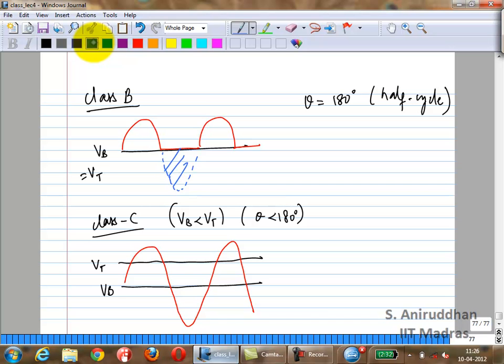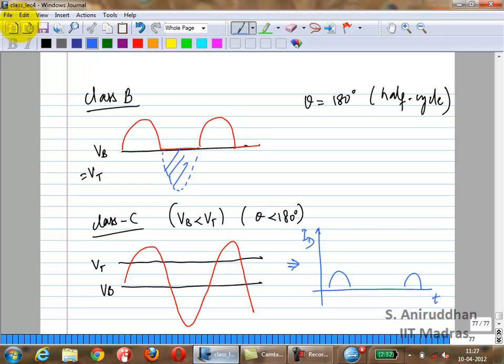If you look at this, what you'll actually get, let's say if you plot the current, you'll get a very, very small clipped portion of the sinusoid. Rest of the time the transistor current is zero. Correct?